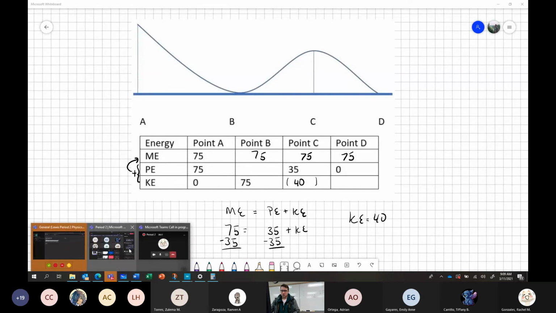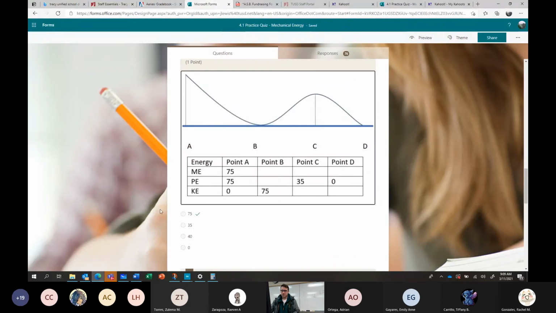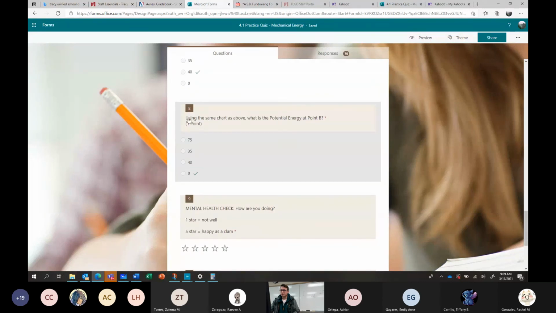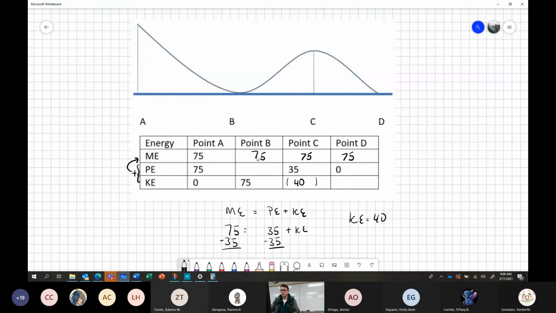Okay. Number 7. Nope, we already just answered that one. Number 8. What is potential energy at point B? Let's look at point B. Let me get rid of this. All right. So at point B, we know that we have mechanical energy of 75 and kinetic energy of 75. Is there any room for there to be any potential energy left? No. So we know it's 0.